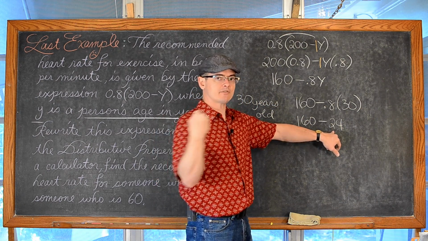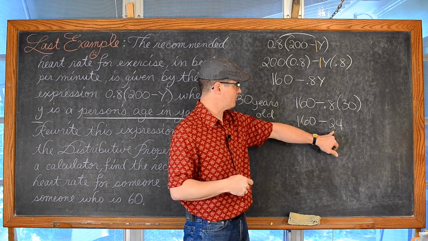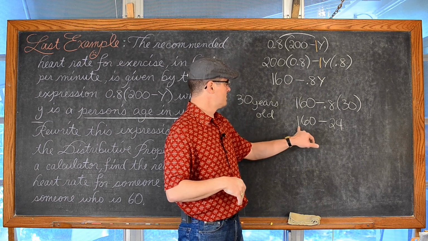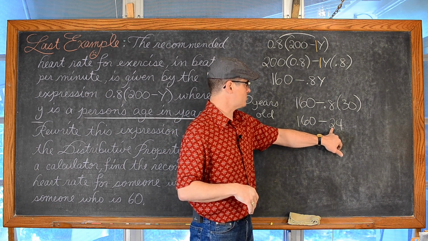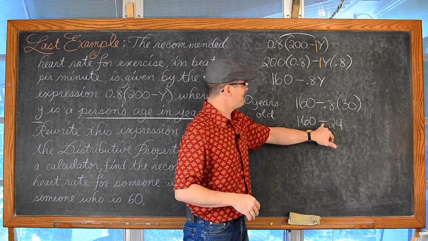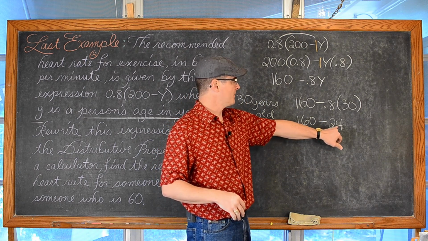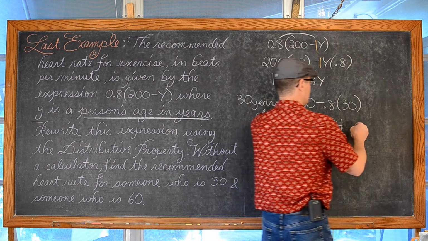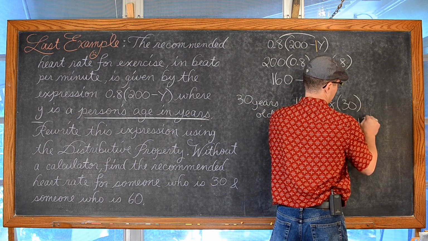I always do my mental math from left to right for addition, subtraction, and multiplication, so I don't have to do the whole borrow and carry over type stuff. So 160 plus 20 is 180. Oh, excuse me, we're subtracting. Let's try that again. 160 minus 20 is 140, and then 140 minus 4 is 136. So 136 beats per minute.